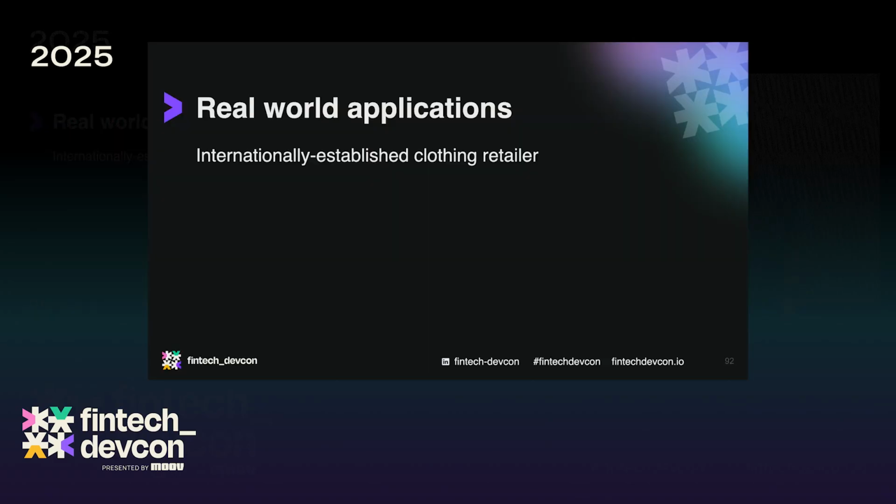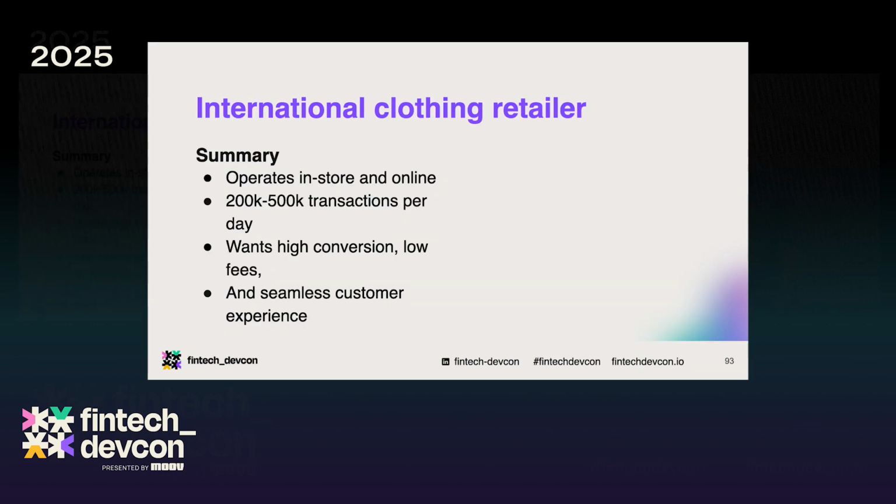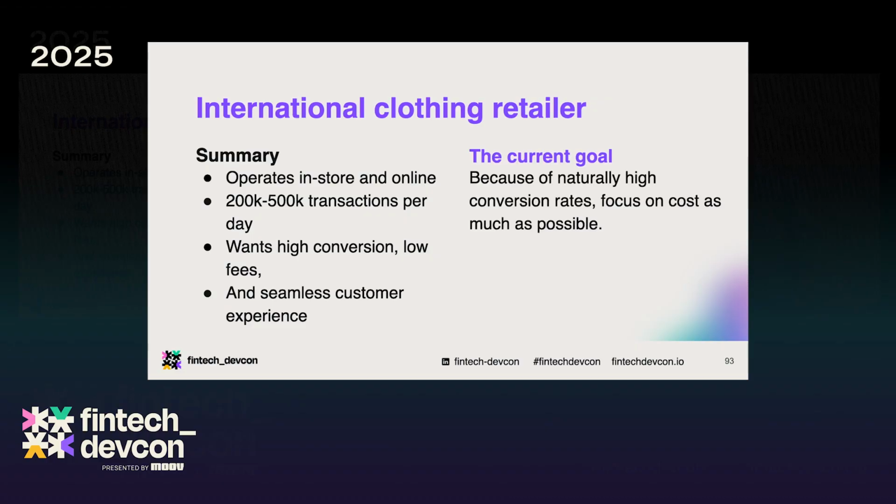And then for my final example, an internationally established clothing retailer. So a summary on them: they operate in-store and online. They do 200,000 to 500,000 transactions a day. They want high conversion and low fees and a seamless customer experience. And their current goal is, because their conversion rates are naturally high, they just want to focus on cost as much as possible.